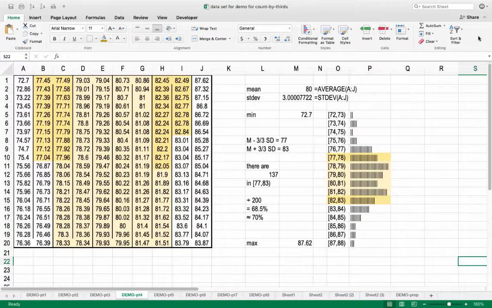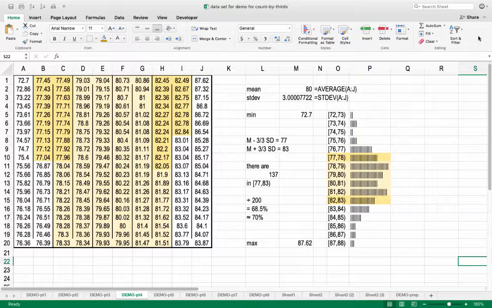The next part of the empirical rule says that about 70% of the values should fall within 3/3, or 1 whole standard deviation above and below the mean. One standard deviation is about 3 centimeters. 3 centimeters below 80 is 77. 3 centimeters above is 83. So we would expect to see about 70% of the data fall within 77 and 83 centimeters.